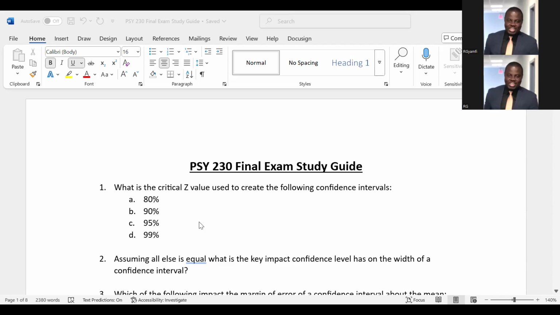What is the critical z-value used to create the following confidence intervals? This critical z-value is the same z-value you use in your confidence interval formula. To find the z values, you have to go to the table or the chart, the z chart. I'm going to show you where to find your critical z values in the chart. So let's go to the chart.